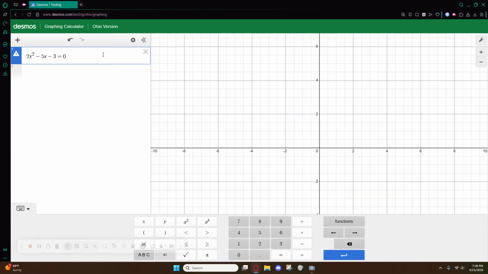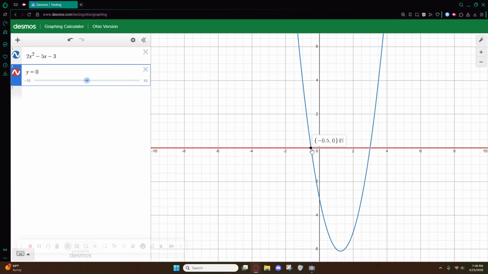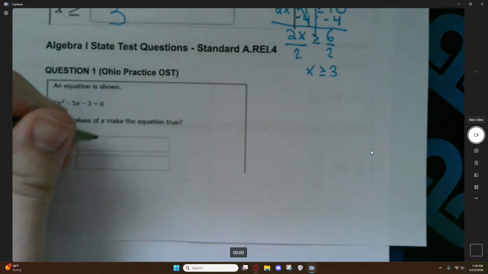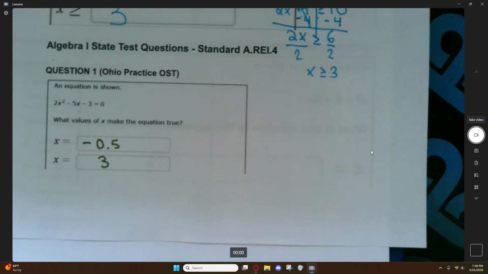However, you'll notice if I just get rid of the equals 0, then there it is. Nice. And just like how we did in the previous standards, if you split it at the equal sign, you could just put 0 here, or x equals 0 here. I'm sorry, y equals 0 here. Then you have your points of intersection. Where are your points of intersection? Negative 0.5 and 3. That's it. So you're going to go back to your paper and you're going to put in negative 0.5 and 3. And those are your answers.